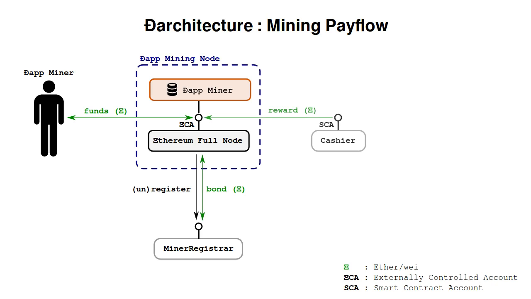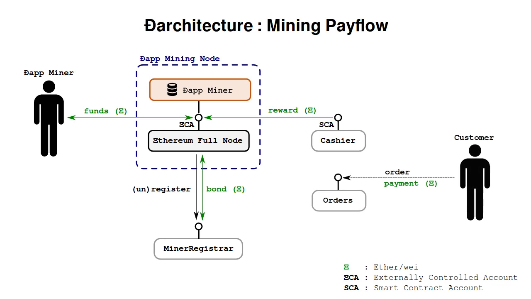Miners deserve compensation for doing the work of the system. Payments will be made to the miner's ECA from a smart contract, perhaps called a cashier. But how does the cashier get the funds to pay the miners? Well, customers are paying for service with their orders, so the system will allocate a portion of each payment and forward that to the cashier.